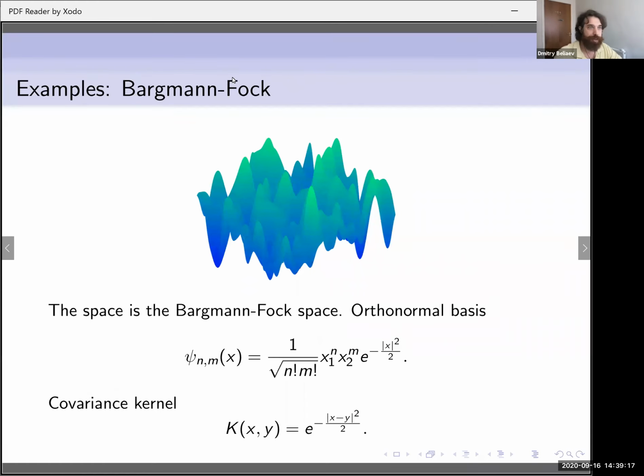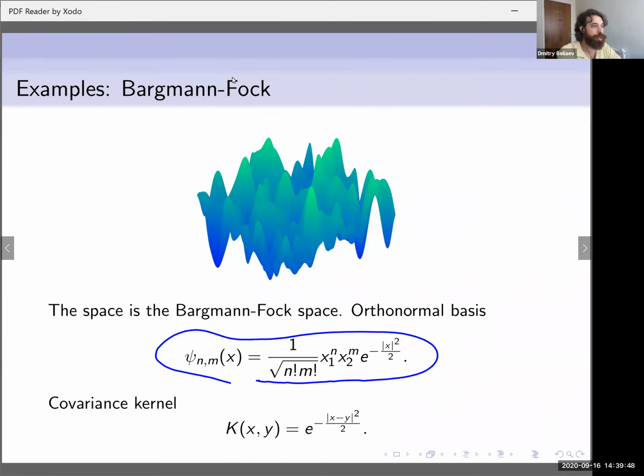Now, this is something that we're interested in. Here we take our Hilbert space to be the Bargmann-Fock space, and it appears for a lot of reasons in different areas of mathematics and physics. I'm not going to talk too much about it, but one way to describe it is to say that these functions with two indices form an orthonormal basis.